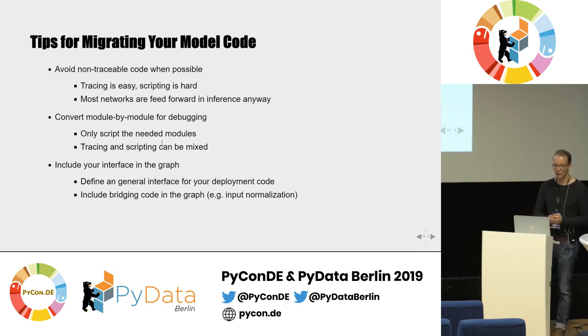And the last one is include the interface code into your graph. That just means when you're using a deployment system, you probably want a general interface for how it works. You want to give it an image from your disk as a NumPy array maybe, and then you're expecting it to output the index of the most probable class. Just include stuff like input normalization, softmax, and all the other stuff into your graph, which makes your code much cleaner on the deployment side and much easier to swap out networks as you go.